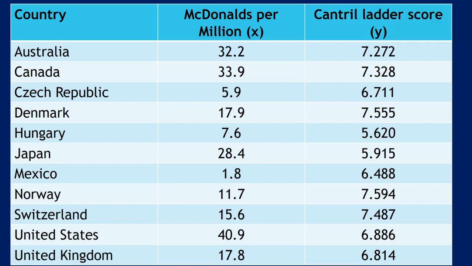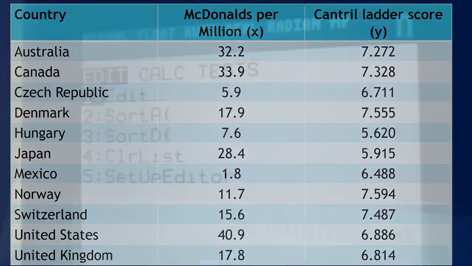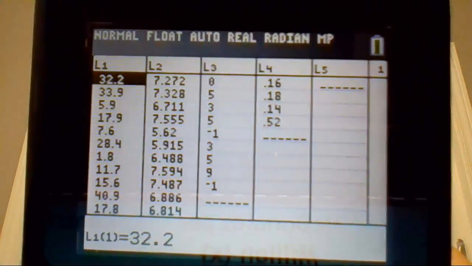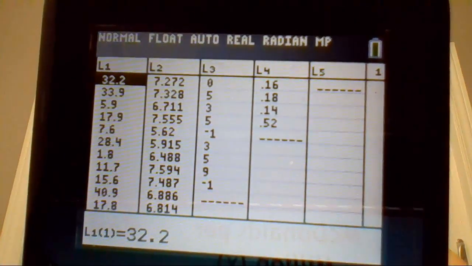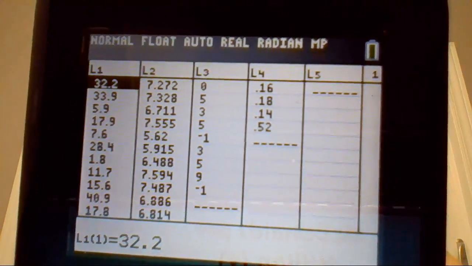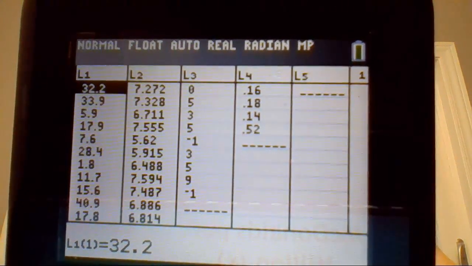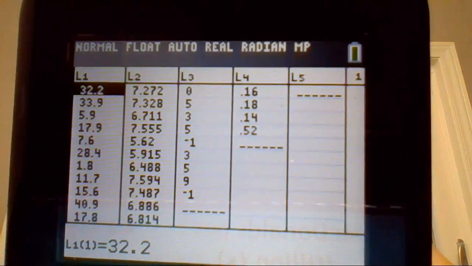All right, so hopefully you went ahead and did that. We're going to look at what these things are first, but I'm also going to make sure that we know where things are on our calculator. When you're inputting data, we're going to go through this again fairly quickly. You're going to hit stat, edit, enter, and then in list 1 you put all of your number of McDonald's per million people. In list 2, put your happiness level based on the Cantril ladder scores.